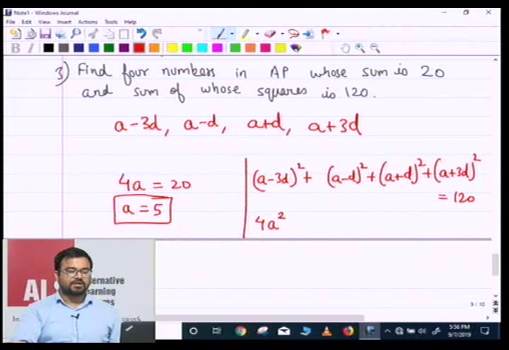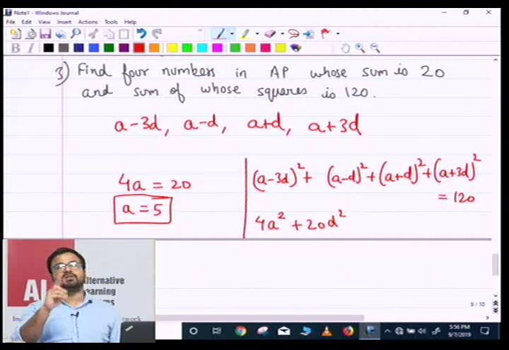Similarly, you will get 9d square from here, 9d square from here and d square and d square. So 9 and 9, 18 and 1 and 1, 20. So 20d square you will get.